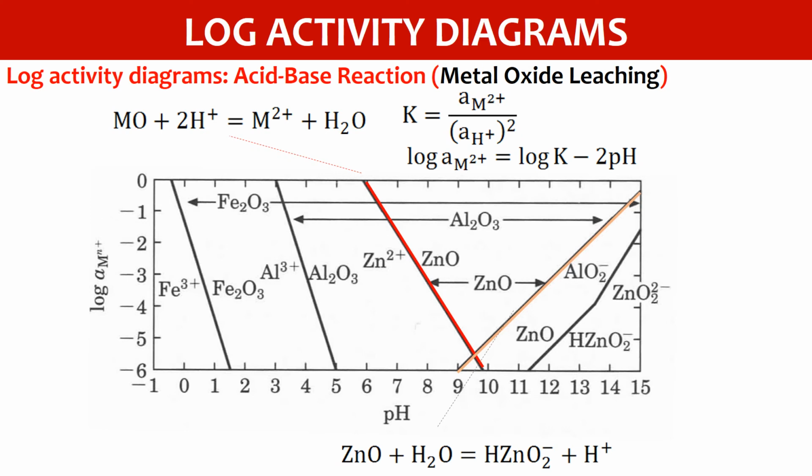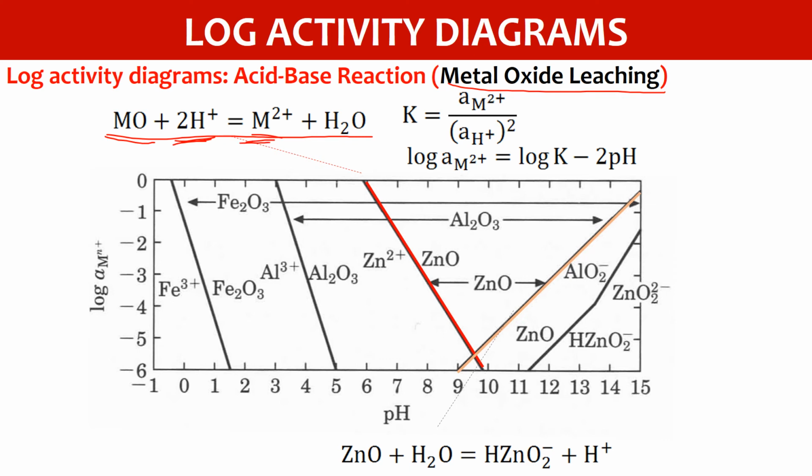Right? So now, let's look at another example. So this is your log activity diagram for metal oxide leaching. Okay, so in this case, again, let's assume this is your metal oxide leaching reaction. Your metal oxide being leached in acidic conditions, and then it goes into aqueous solutions, and water is produced.